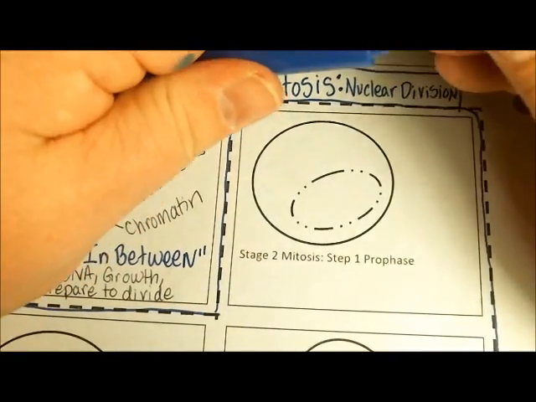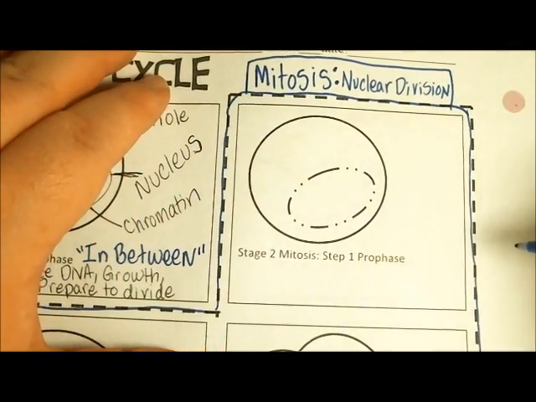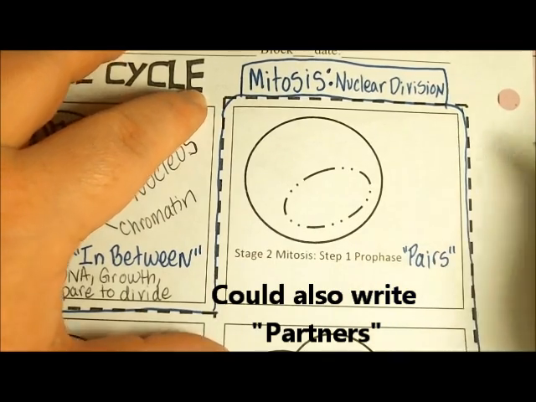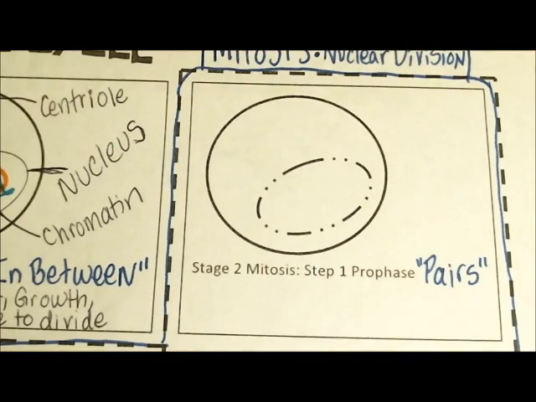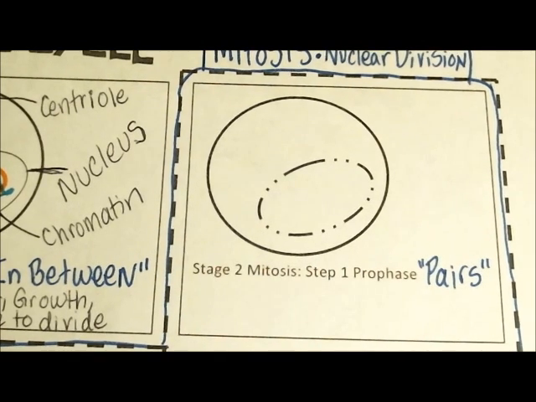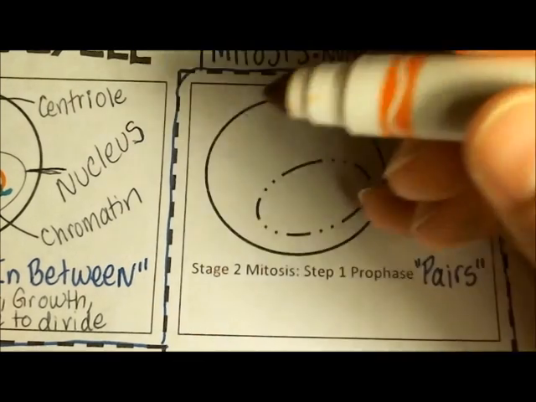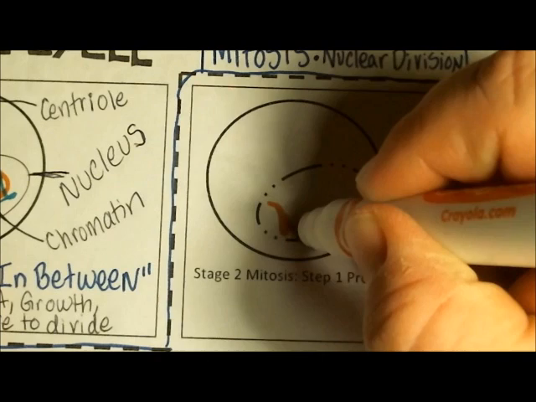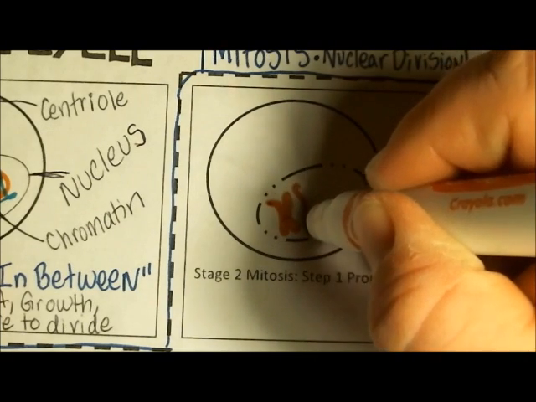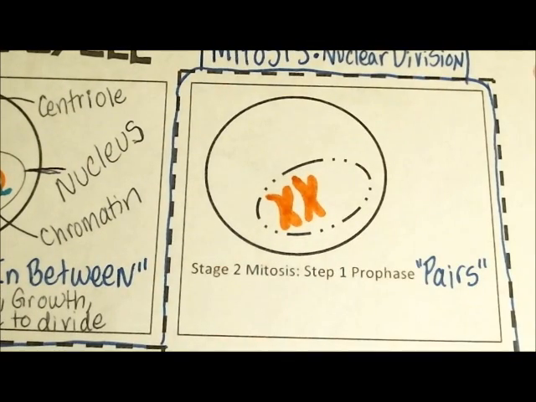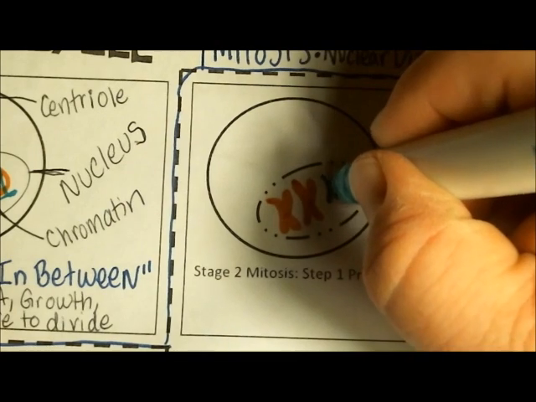Still using my hint color. Our hint is pairs. Prophase is pairs. So the first pairs we're going to see is that chromatin, which is made of DNA, is going to do something called condensing, which is just a fancy word to say that it's folding. And it folds up into special shapes, kind of X shapes. And this makes something we've talked about before, the chromosome.